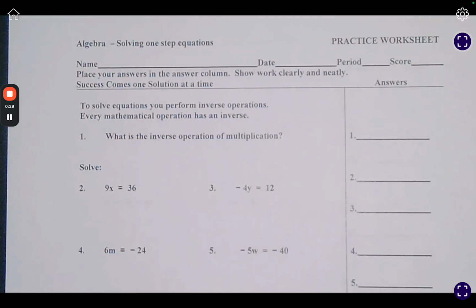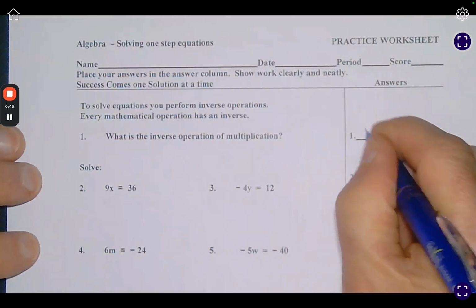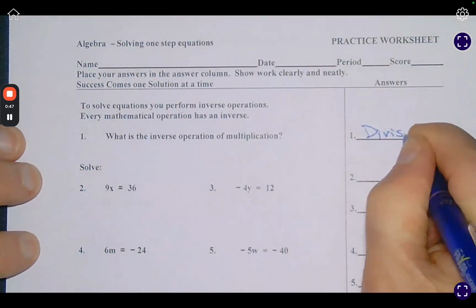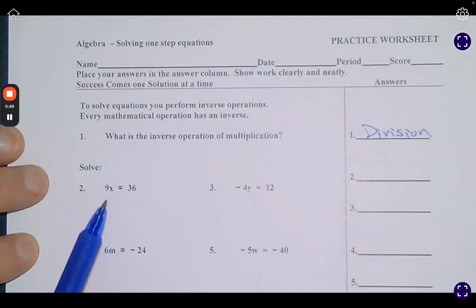To solve equations, you perform inverse operations, right? The inverse operations are the inverse of the order of operations. Every mathematical operation has an inverse. So for example, what's the inverse operation of multiplication? Division. Division is the inverse operation of multiplication. So if I want to undo multiplication, then I have to divide both sides. All right, let's take a look and see what that's like.